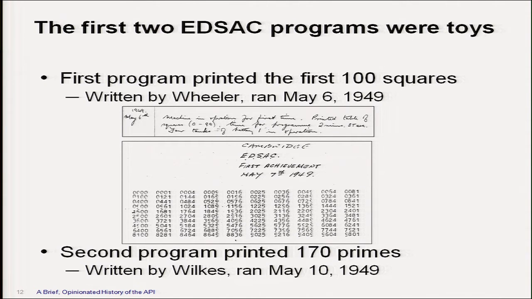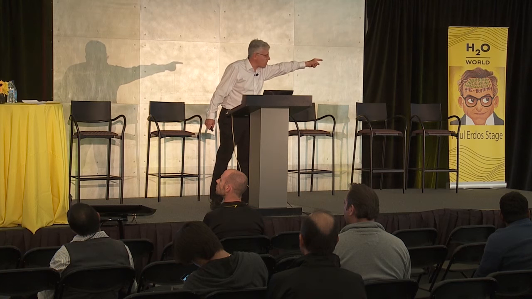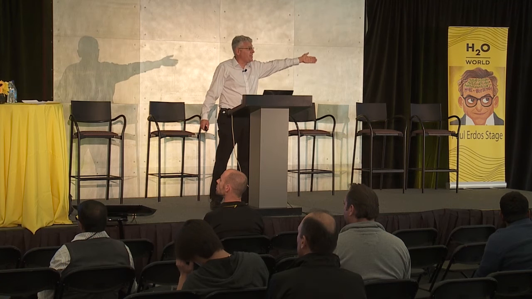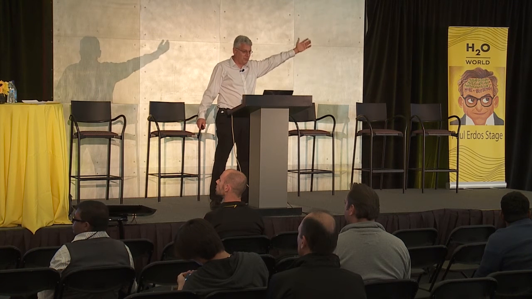The first 2 EDSAC programs ever written were toys, and what you see on the screen, this is really cool, is the log and the output from the first program ever run on the first general purpose stored program computer ever to run. And what the log says is, 1949, May 6th, machine in operation for the first time, printed table of squares, 0 to 99. Time for program, 2 minutes and 35 seconds. 4 tanks of battery in operation. That means basically half of the memory was in use. And that scrap that you see is actually preserved in the museum in London. That is the first output from the first computer.